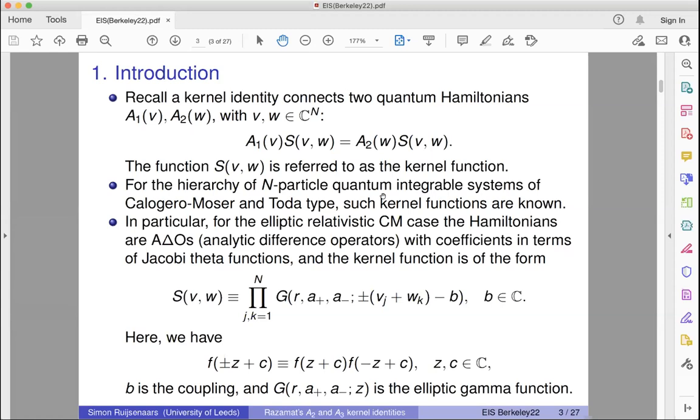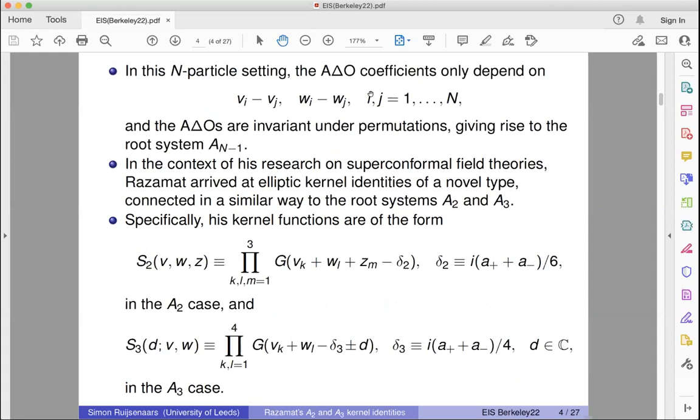at all levels, really. And in particular, if you go to the highest level in this hierarchy, which is the elliptic relativistic case, then you wind up with the Hamiltonians that we have seen in Hjalmar's talk. And the kernel function takes this form, where B is basically the coupling. Okay. So here you have coefficients for the analytic difference operators that depend only on differences. And it's a pair interaction structure that gives rise to the root system A_{N-1}. So this invariance under the Weyl group of that root system as N.